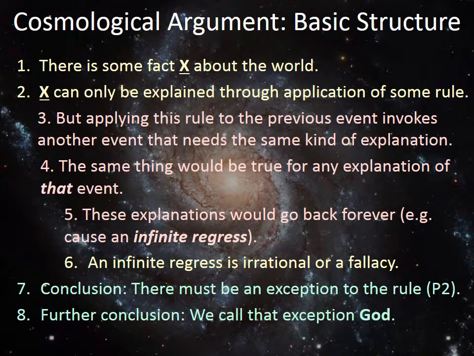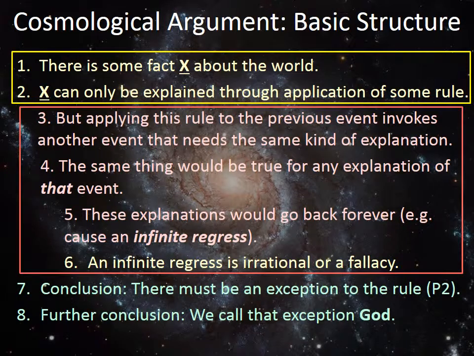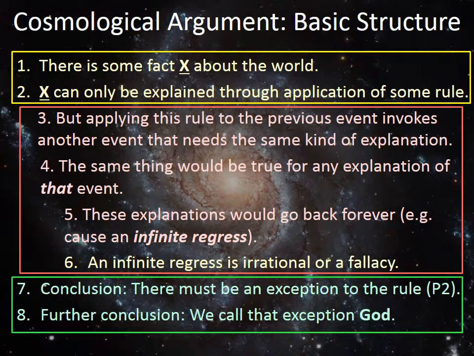Number 1 and number 2 are purported facts about the world, the second being some rule explaining the first fact. Steps 3 through 6 argue that there is a regress and that such a regress is problematic. Steps 7 and 8 try to resolve this conflict and reach a conclusion.